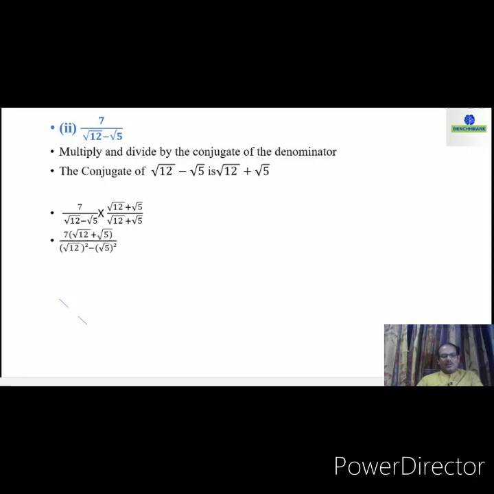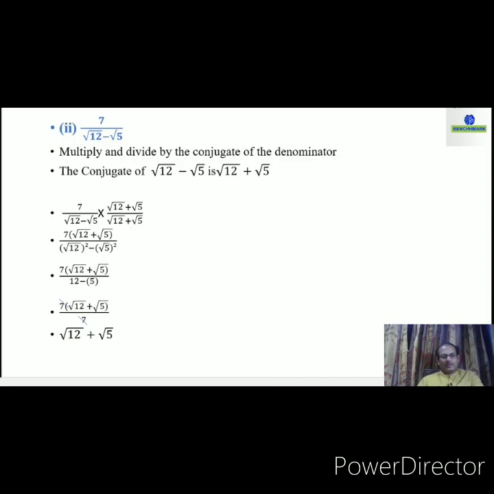So I am getting the next step as 7 times root 12 plus root 5 over root 12 square minus root 5 square. What is root 12 square? 12. And what is root 5 square? 5. So what do I get? 7 in the bracket, root 12 plus root 5, divided by 7. Now this 7 and 7 get cancelled. So I am getting root 12 plus root 5.